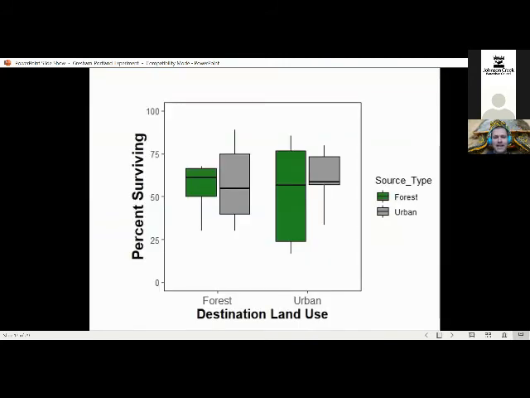So this is kind of the main data graph to come out of this experiment. What you see on the y-axis is the percent of the embryos that survived from being an embryo to a metamorphosing tadpole at the end of the experiment. And on the x-axis, you have the land use of the ponds where the tadpoles were raised. So either you're in a forested pond or an urban pond.